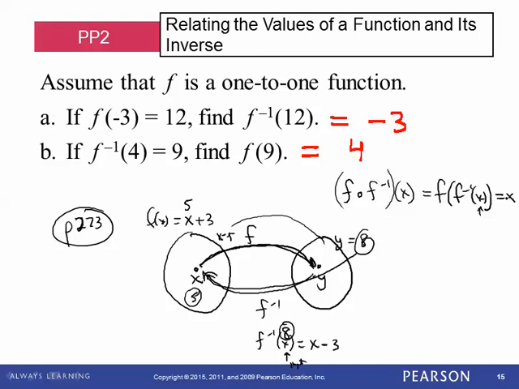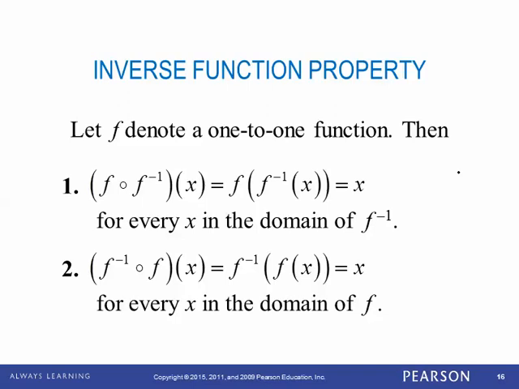Tell me if you guys agree with this statement. See if this makes sense. If I use both those functions at the same time, I'll just end up with just x again. Because the function undid the inverse function's work. So here's what we got. This is on page 273. It says if it's a one-to-one function, and I take f composed with f inverse of x, what will happen is I'll just get x. I'll get what I started with.